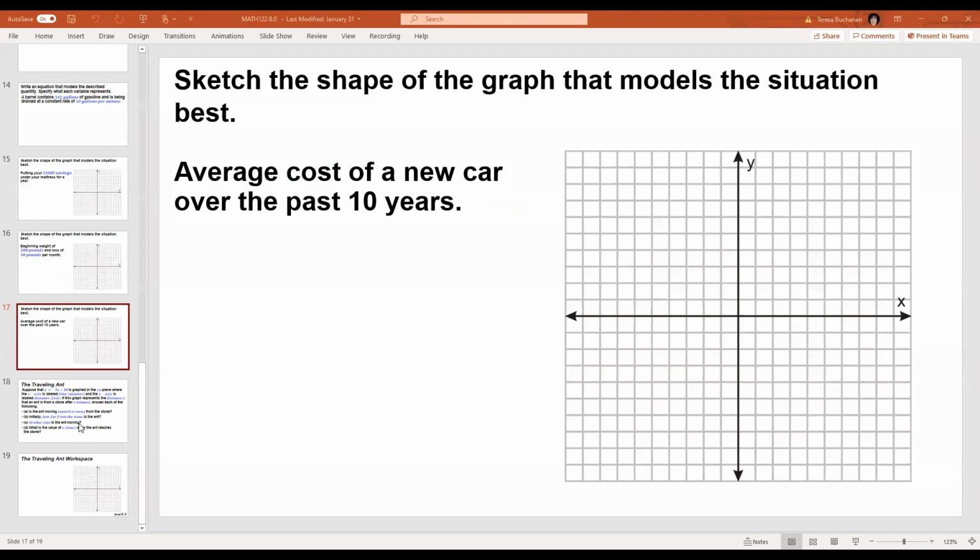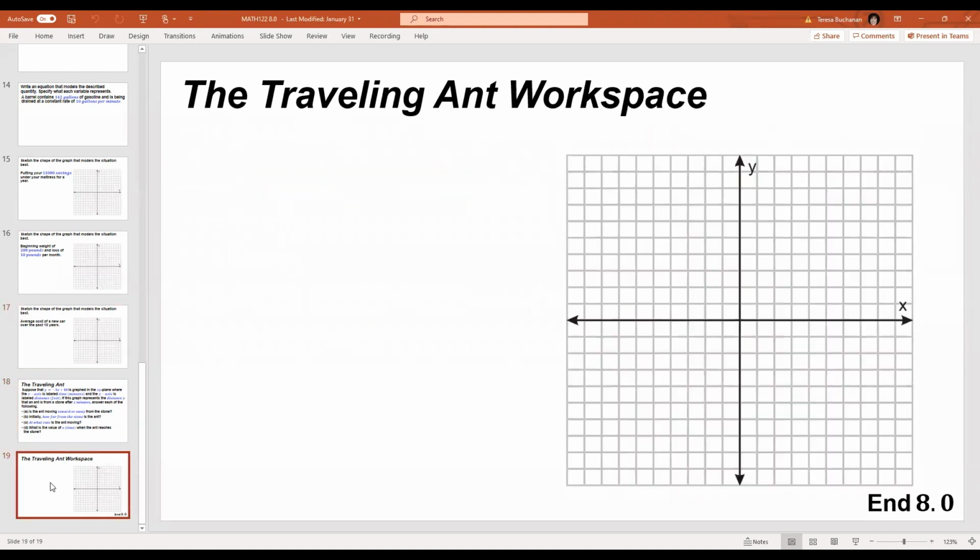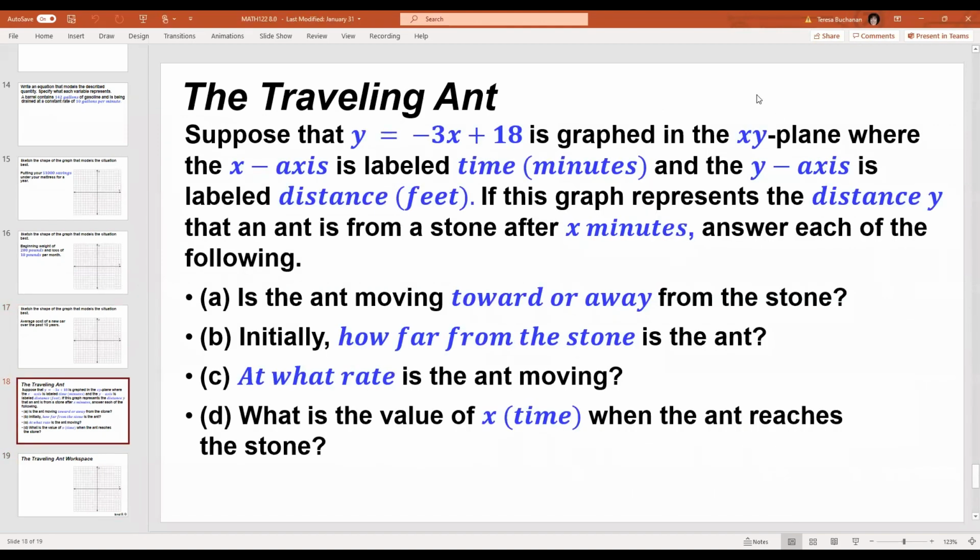Okay, so we've got one more word problem to think about that really pulls in these ideas that we've just been talking about, starting points and the meaning of slopes and so on. The traveling ant. You have an extra space in your notes in the following little spot there for a place to try to answer some of this.